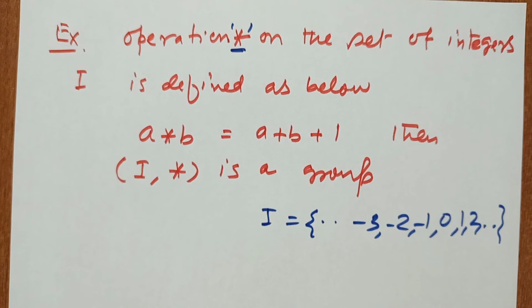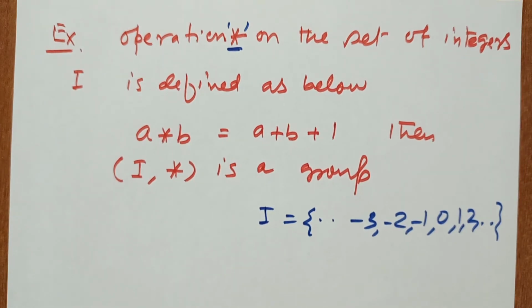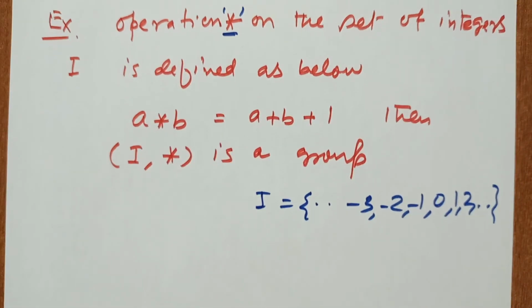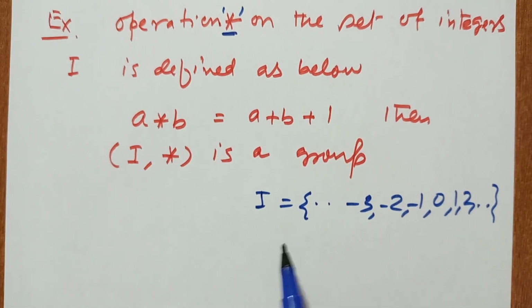So this is very easy. In your mind, if any non-empty set is a group, then it satisfies 4 properties. So first you see your set. What is the set? The set is the set of integers I. And what is the operation? The operation is this.